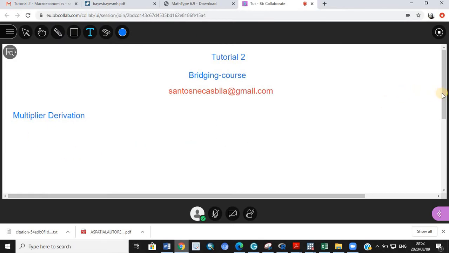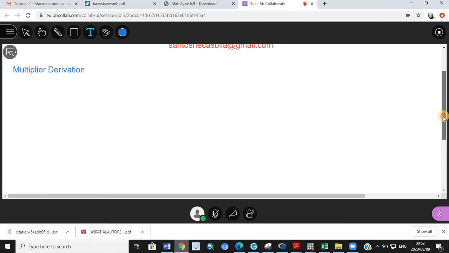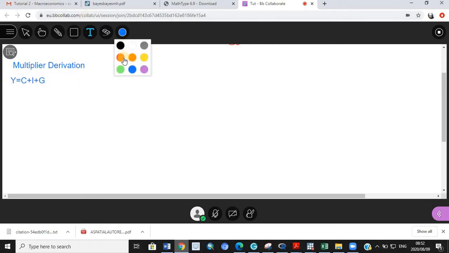Good. So we are going to derive multipliers here. We have what we call our identity, whereby we say Y, in this case output, is equal to C plus I plus G, which is government spending. Plus NX. Depending on the economy, this is going to depend on whether it's open or closed, all right?